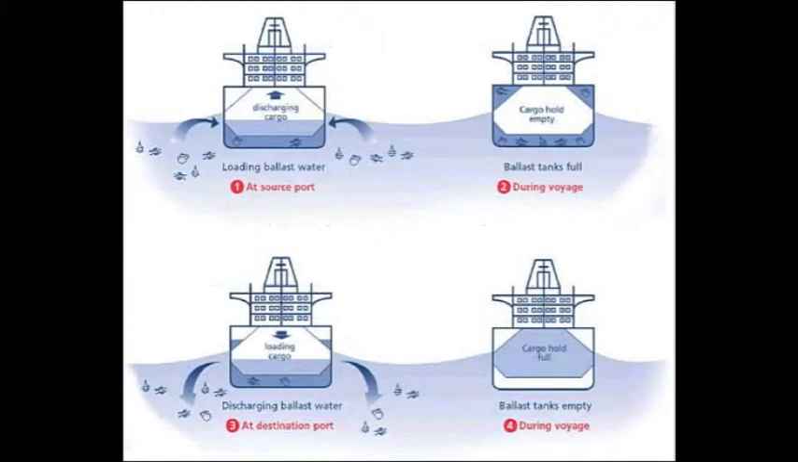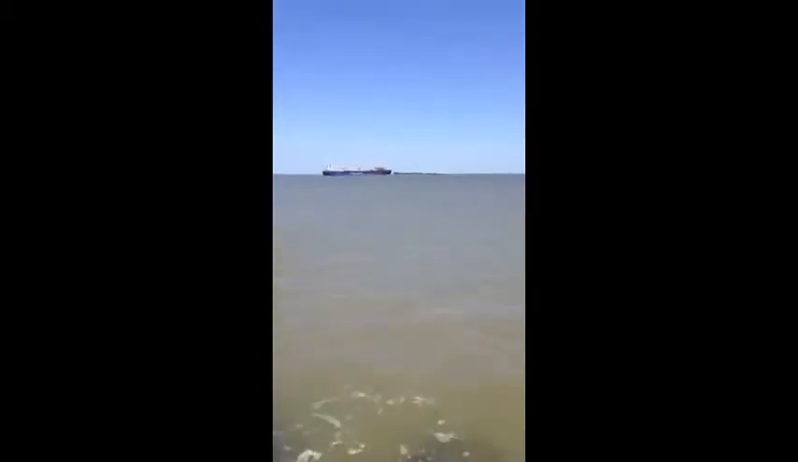tanks before leaving port. As it reaches the destination, the ship discharges the water into the new port, and the organisms in the tank are released into a new environment. Algae is commonly transported this way. Ballast water data was obtained from the National Ballast Information Clearinghouse.